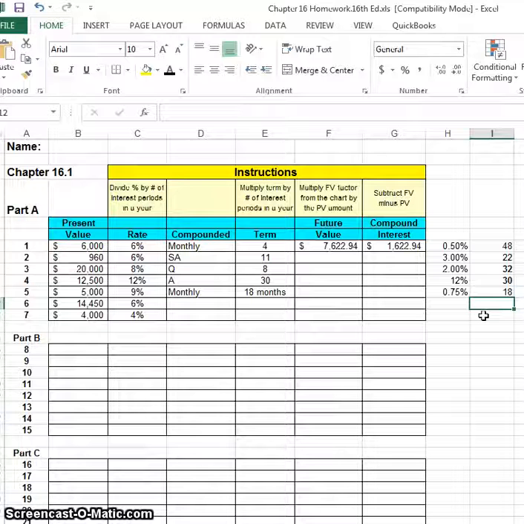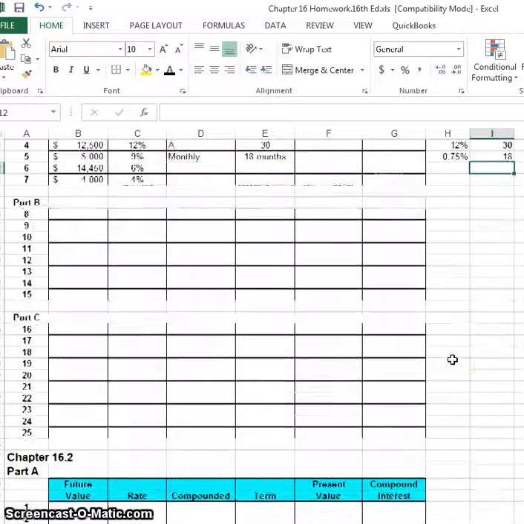Now if you're a spreadsheet guru, there is a spreadsheet formula that will calculate the future value for you, and you will be able to do all of these if you want to use that formula instead of looking it up on the chart. If you have a mathematical calculator, it will also do those calculations for you. But for our purposes here, I'm just teaching you how to use the future value chart.